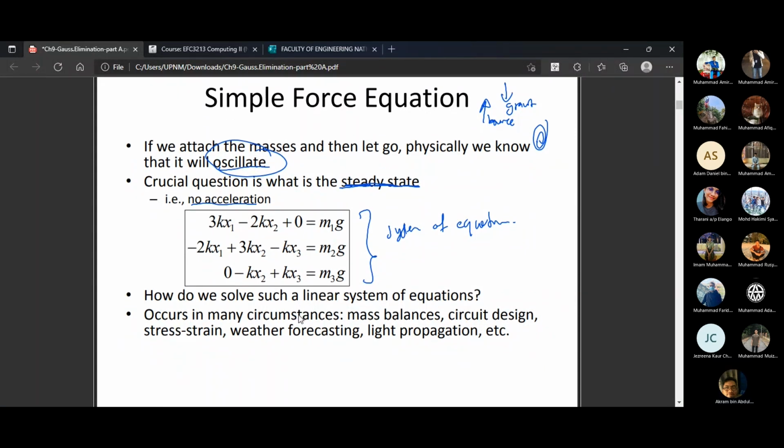This kind of concept we can also apply when we are trying to solve mass balances, or when we're doing circuit design, or weather forecast, and light propagation. This concept can be applied to solve various problems listed here.